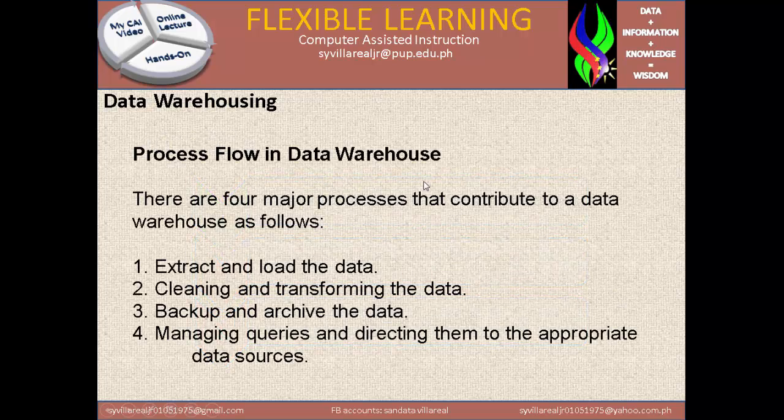Now, process flow in data warehouse, there are 4 major processes that contribute to a data warehouse as follows. First, extract and load the data. Second, cleaning and transforming the data. Third, backup and archive the data. And fourth, managing queries and directing them to the appropriate data sources. So we have 4 processes. Okay, this is considered to be major: extract, clean, backup, and manage.